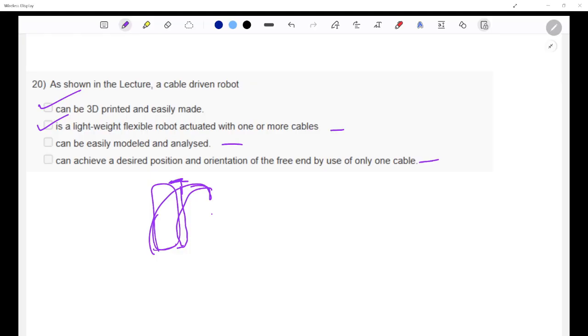Option C is it can be easily modeled and analyzed. No, they are harder to model. The reason is cable tension constraint is there, non-linear elasticity is there, friction in cable routing is there, slack conditions are there. Thus the model is complex. Okay, and option D, it can achieve a desired position and orientation of the free end by use of only one cable. A single cable can only pull in one direction. It cannot fully control position and orientation. Multiple cables are required to control the full motion. So this is also incorrect.